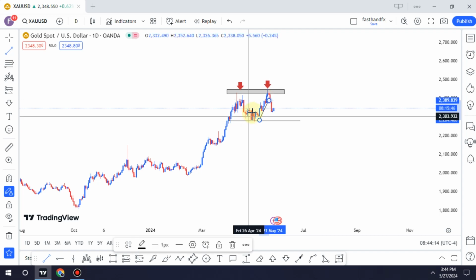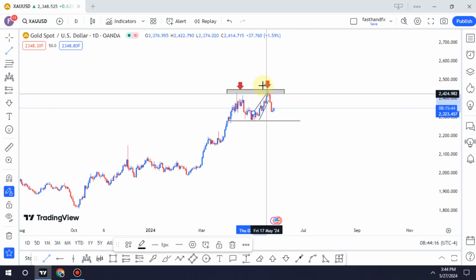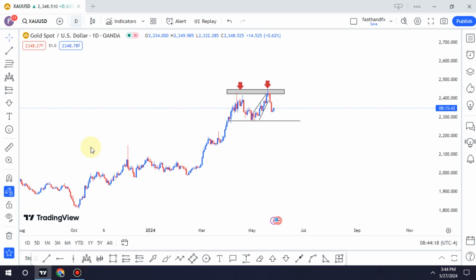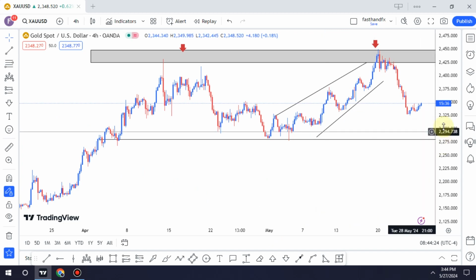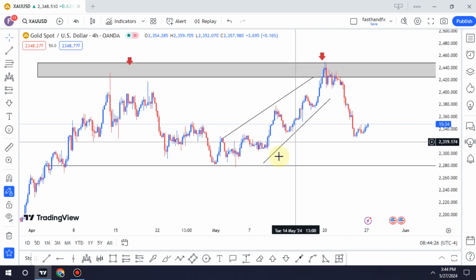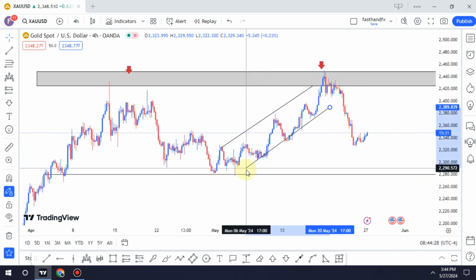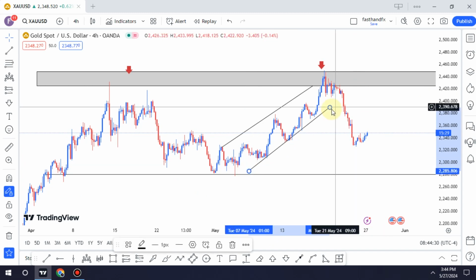We might consider adding that as a bearish flag. Then we go to the H4, then start adjusting our levels, make them look more clean, neat and handsome right here.